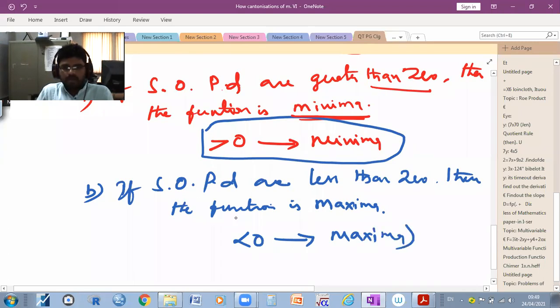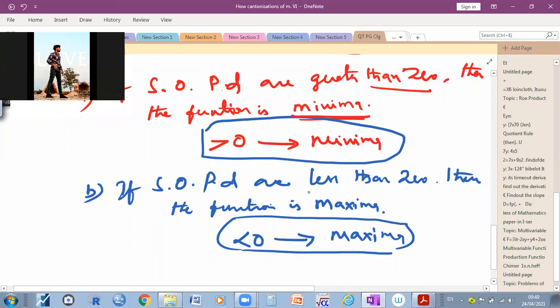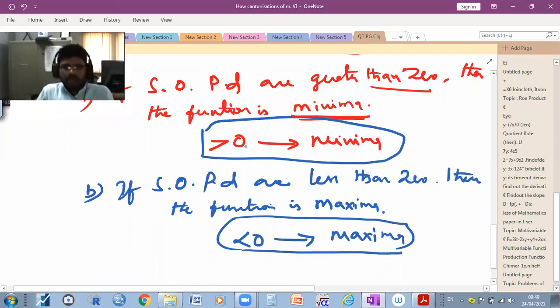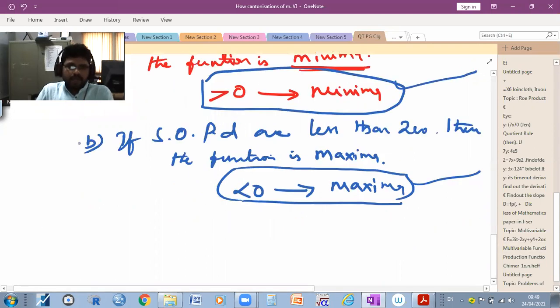So when you get the values in the second order, if you get greater than 0, the function is called minima. If you get less than 0, the function is said to be maxima. Okay. So this is the second order, right? Then if you take into account the third order, we have the third order also.